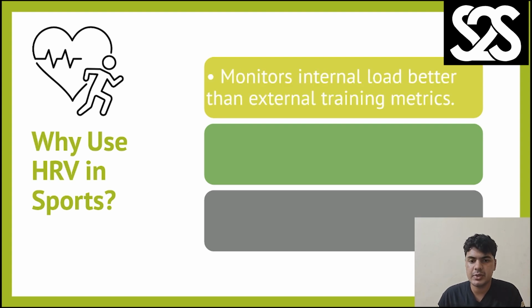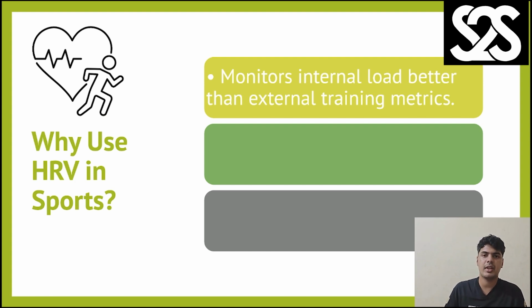Okay, so why is it used in sports? It helps you monitor the internal load better than the external training metrics. You see a person running 100 meters, you see how fast they are running, or the time they took to run from 0 to 100 meters. That is the external training metric. But what is internal training load? From this heart rate variation, you're calculating it. You will understand how their body is taking that load.